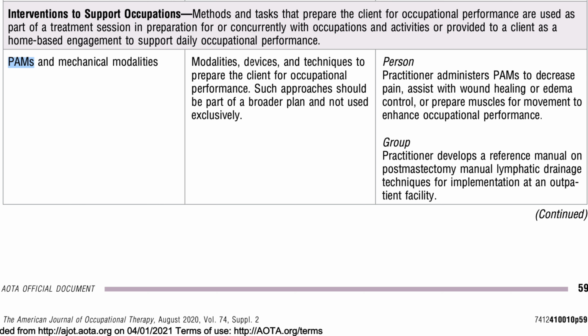These interventions to support occupations can include PAMs and mechanical modalities, which the OTPF outlines in more detail. It also includes things like orthotics and prosthetics, assistive technology, environmental modifications, wheeled mobility, and self-regulation. All of these intervention types listed in the OTPF help to support occupations and a person's participation in those occupations.